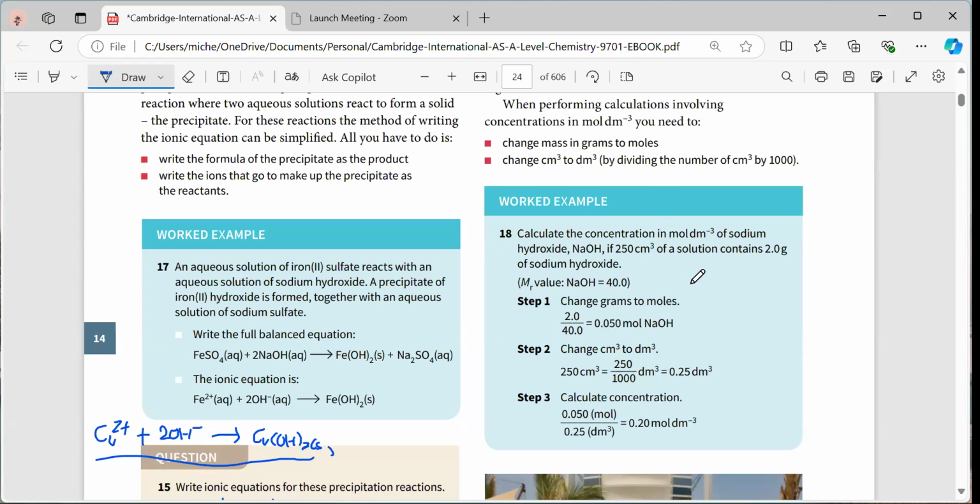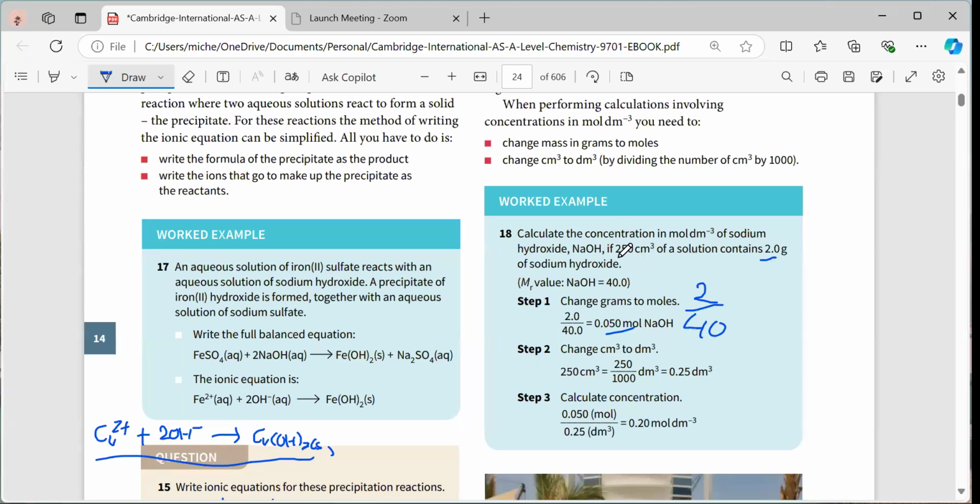Okay, so how do we convert to mole? The mass here is 2 grams. We divide it by the molar mass MR. So 2 divided by 40, here you have 0.050 mole. So we're going to change that. Not this one, this one right here is already the mole. We don't have to do anything again.